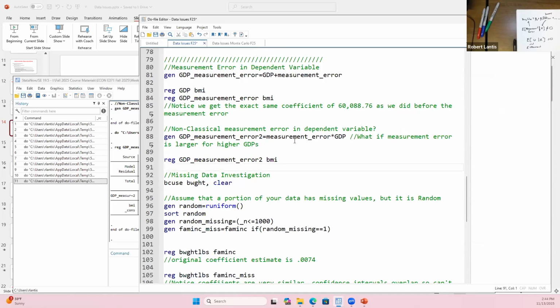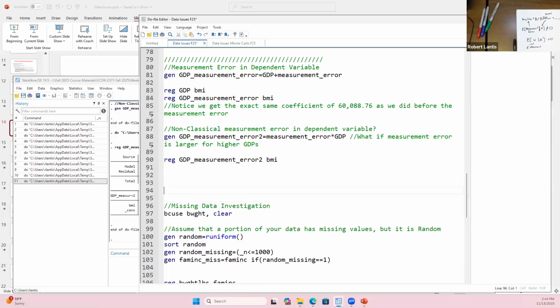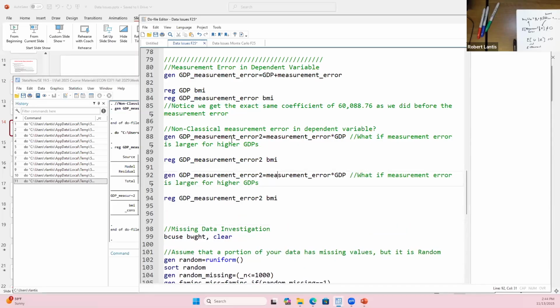Any questions on this? Let me push it one step further here. I'm going to copy this and paste it. I'm going to create a third measurement error where it's now not going to depend on the Y variable, but this is more of what we talked about in the slides. It's now going to depend on that X variable.